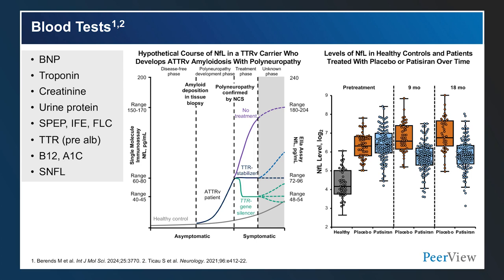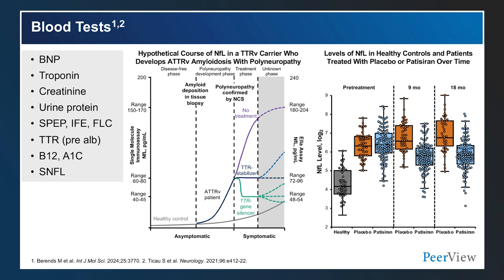Other things to think about: cardiac manifestations with BNP and troponin. TTR, as Dr. Karam mentioned, is prealbumin, so often this level can be a little bit lower than normal, which suggests that the amyloid is glomming onto each other and then depositing in organs, so it's going to be a little bit low in the serum.